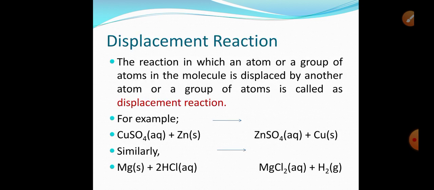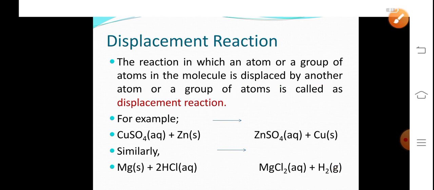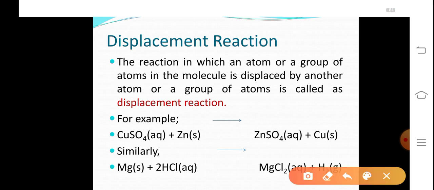Now let us learn more about the different types of reaction. Displacement reaction. The reaction in which an atom or a group of atoms is displaced by another atom or a group of atoms is called displacement reaction. For example, copper sulfate when reacting with zinc forms zinc sulfate plus copper.